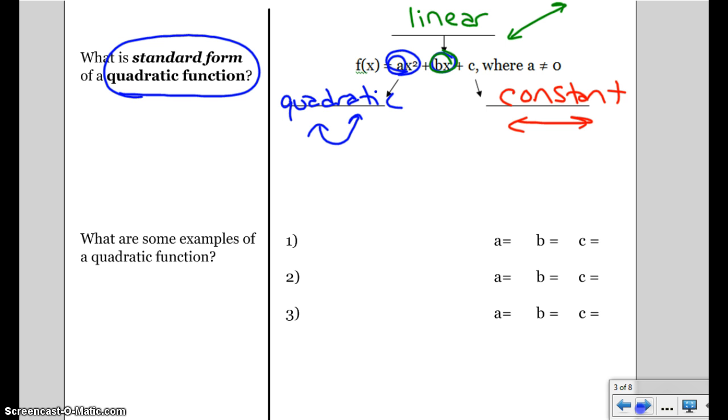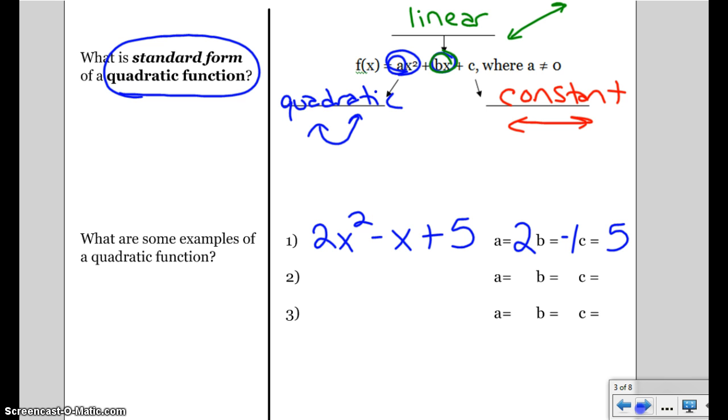Some examples of what you might see. Let's say you were given 2x squared minus x plus 5. My a value would be the 2. My b value would be the negative 1, because that's multiplied by x. And then my constant would be 5.